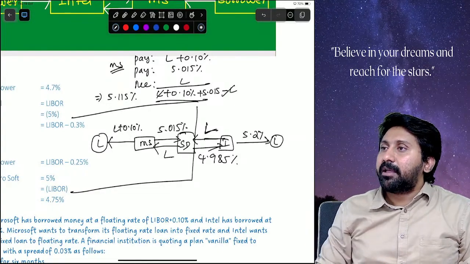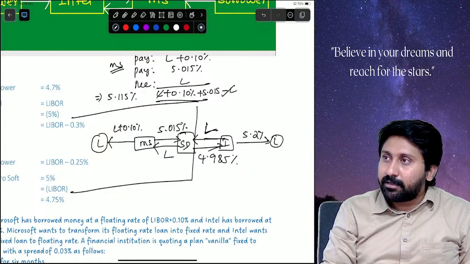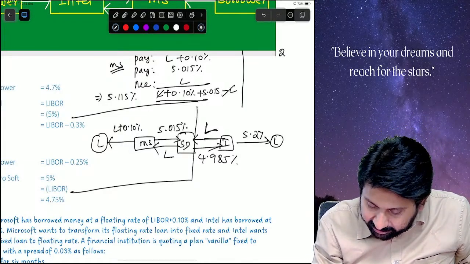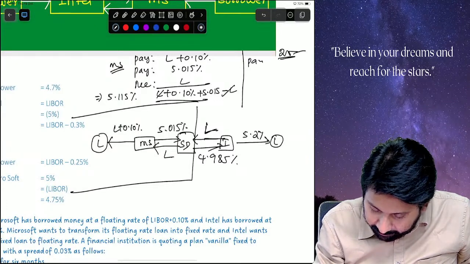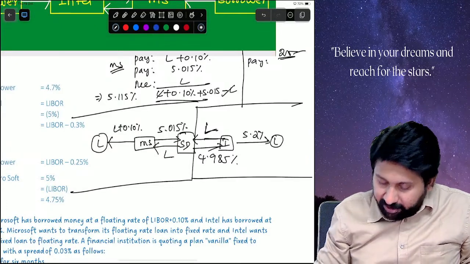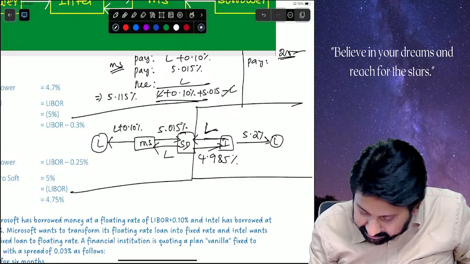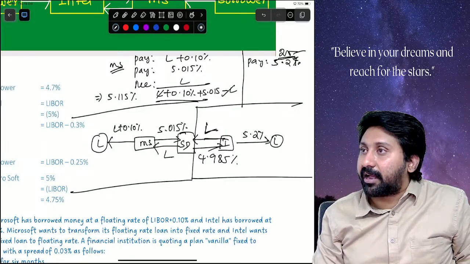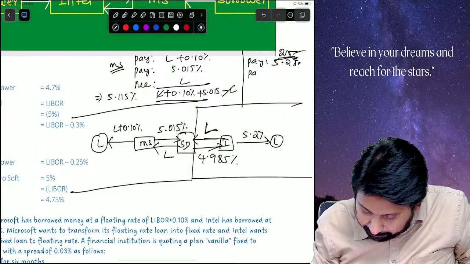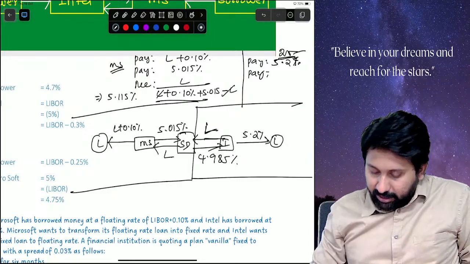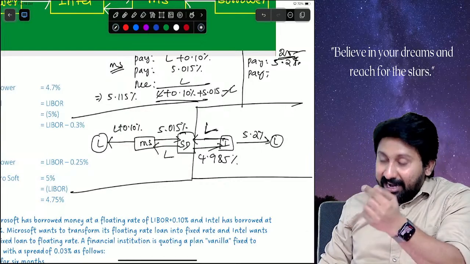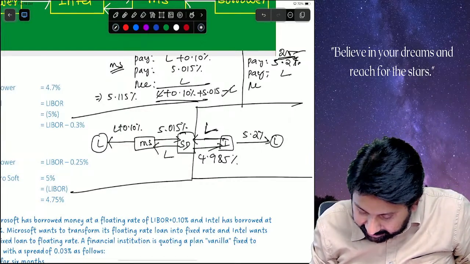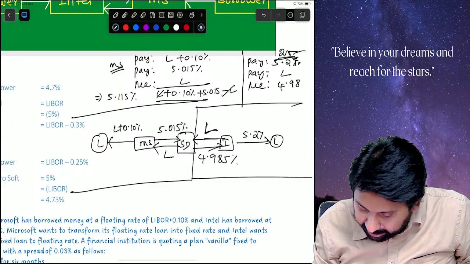Originally, what is Microsoft's position? Floating or fixed? Fixed. Clear? Next, tell the Intel position like this. Pay. See from this point of view. Pay how much? 5.2. 5.2 is paid to the swap banker. It will not pay 4.985. It will pay Libor. Next, it will receive 4.985.